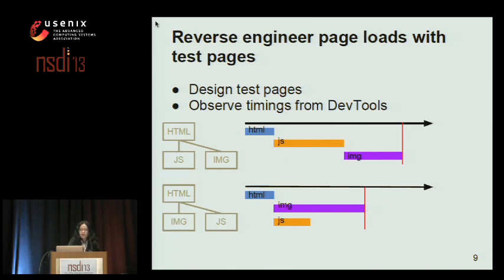So this means that on the first page, loading this image depends on loading this JavaScript. But on the second page, loading this JavaScript does not depend on loading this image.